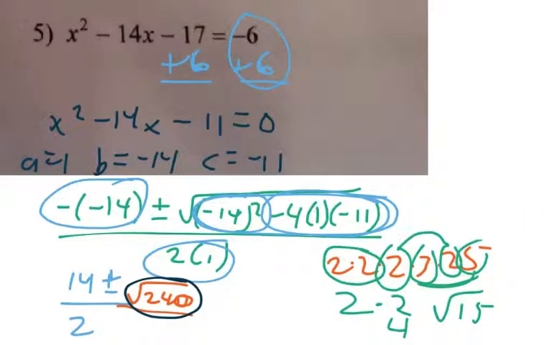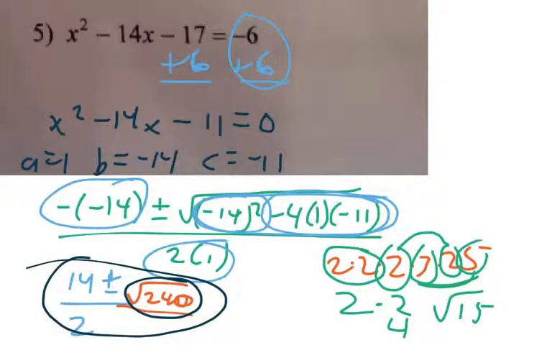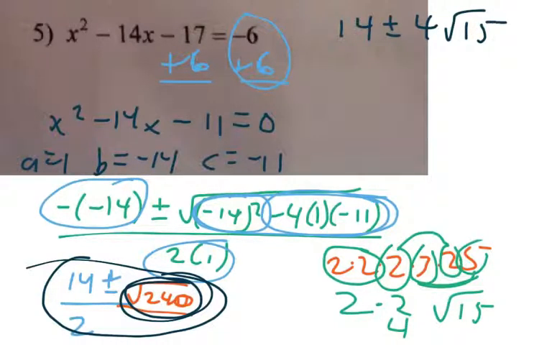And let's come up with our final answer. Our final answer is, again, I guess I'll go back to black here. If we look down here, did we not have 14 plus or minus? And now we know that square root of 240 is really 4 square root of 15. And that's all divided by the 2.